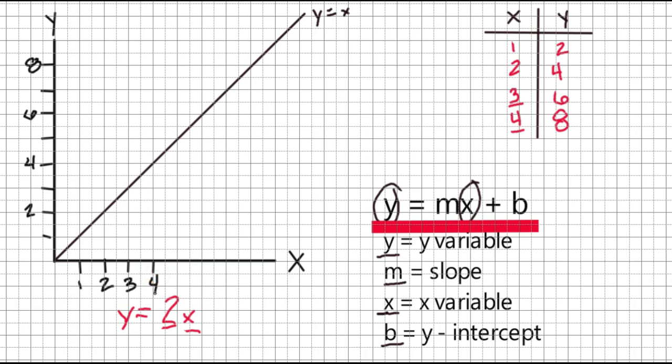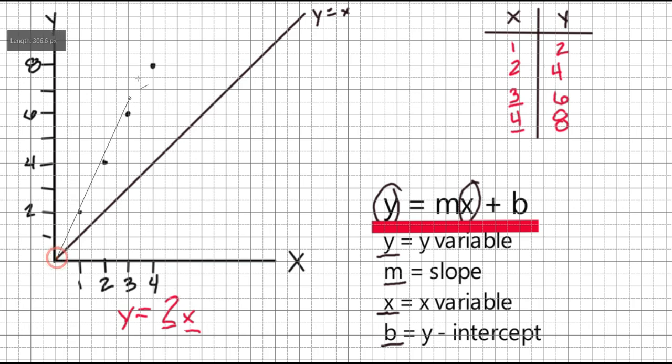All right, so our first point is 1, 2. So we're about right here. The next one is going to be 2, 4. So it'll be about right here. 3, 6, and 4, 8. Okay. And now let's look at what this does.